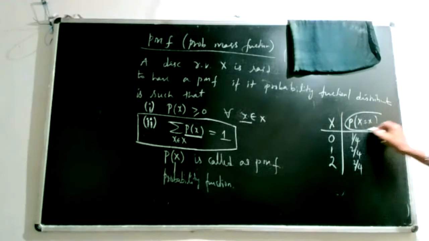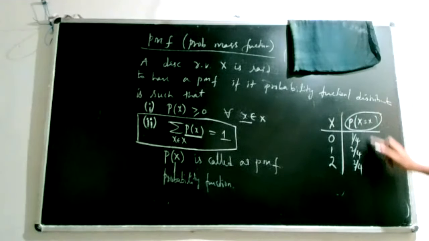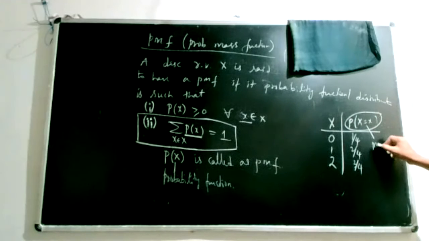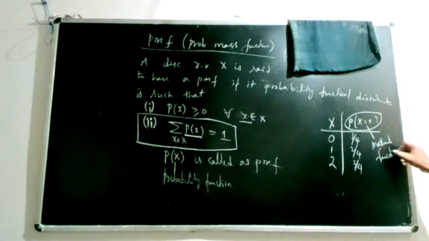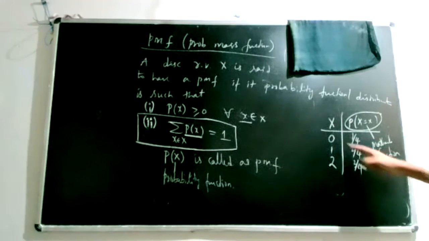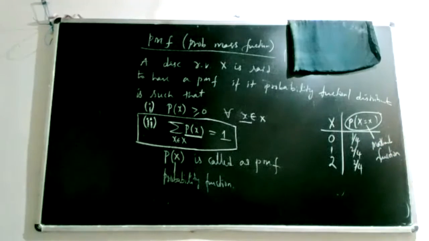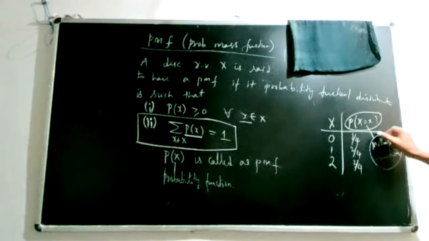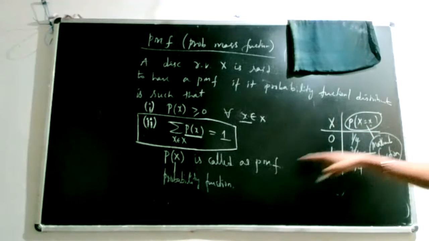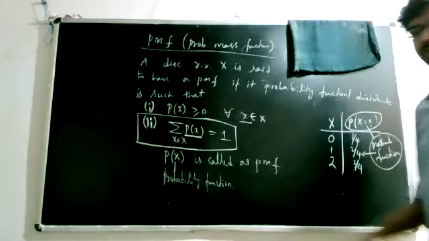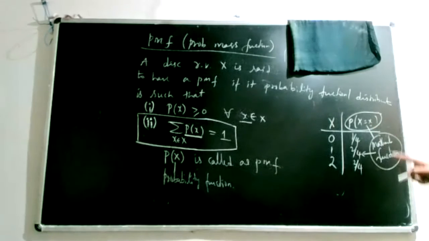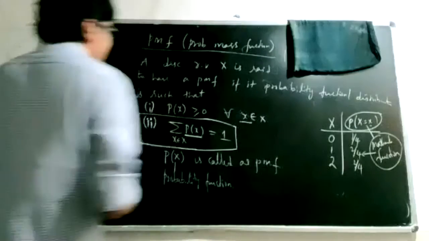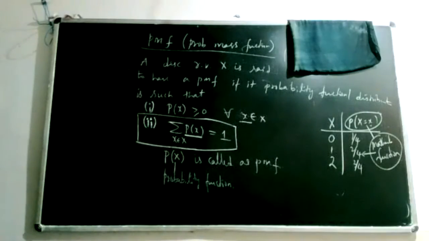But these values can be given by a mathematical function, which produces these values 1 by 4, 2 by 4, 3 by 4 when I specify the values of x. So you can come up with a formula which produces this, and that formula is simply P of X equal to x, called the probability function. How to come up with that formula, we'll discuss in the next class. So this is how a probability mass function is defined.